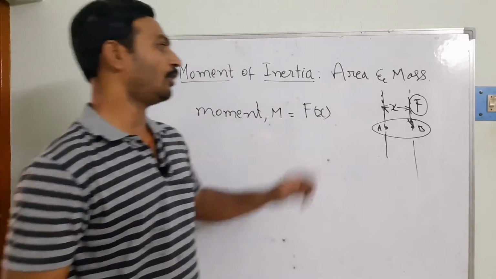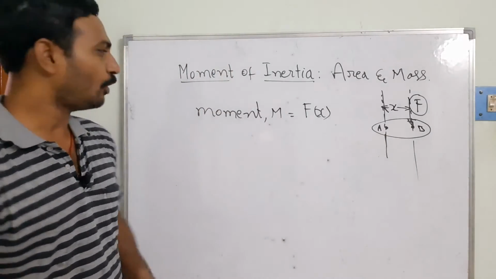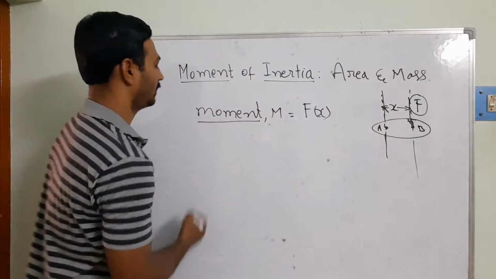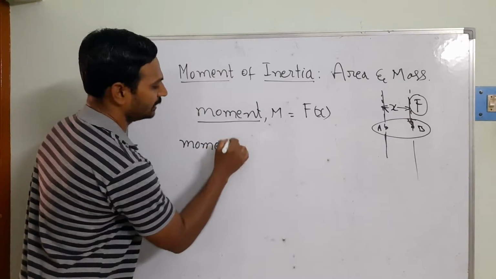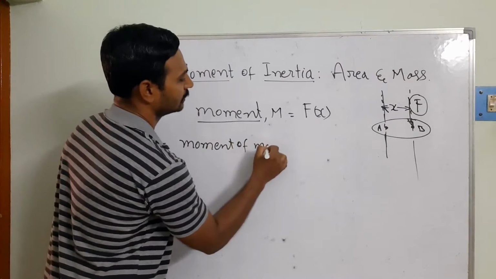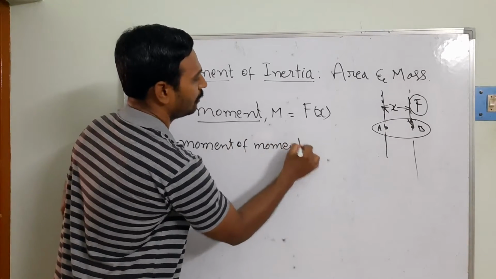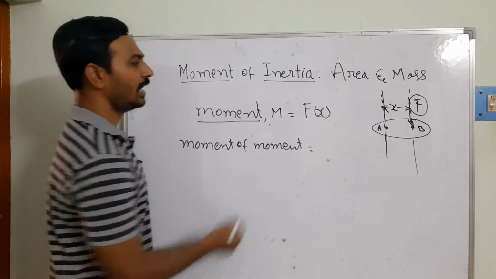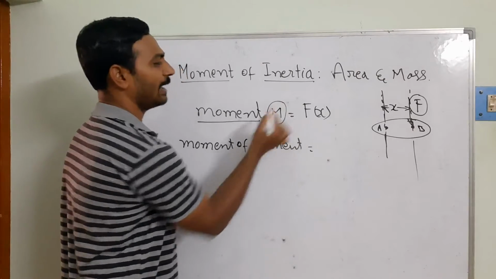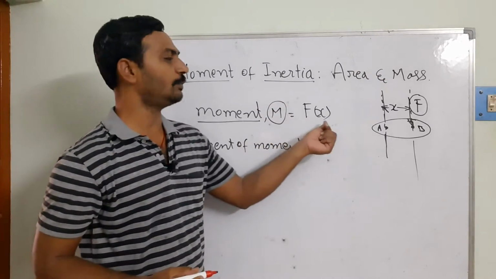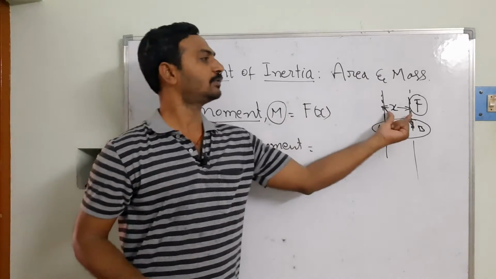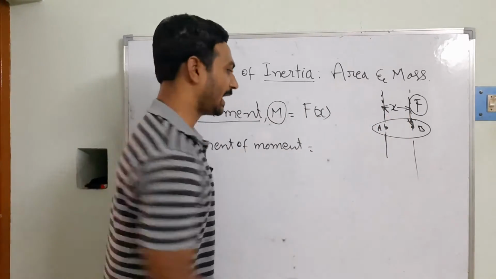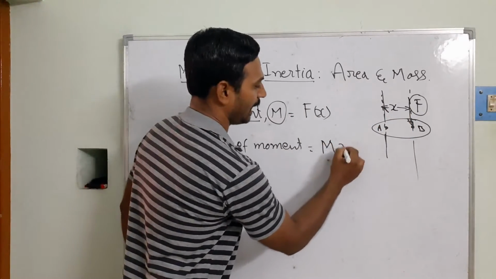So then what am I going to do here? I'm going to take the moment of moment. Can you see the terminology here? The moment of moment is equal to, what is this? I'm going to take the magnitude of the M, which we got from the force into perpendicular distance. I'm going to multiply this M with the perpendicular distance, so that I'm taking M into X.